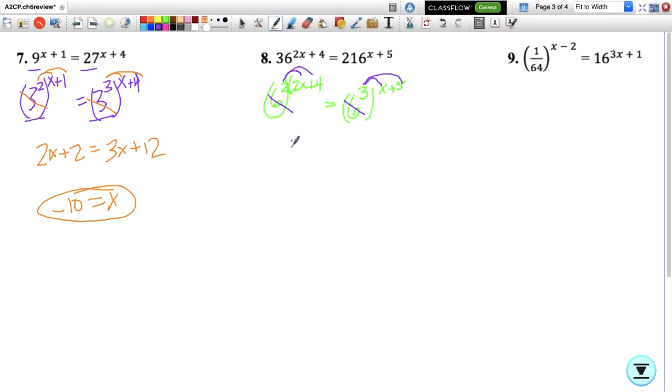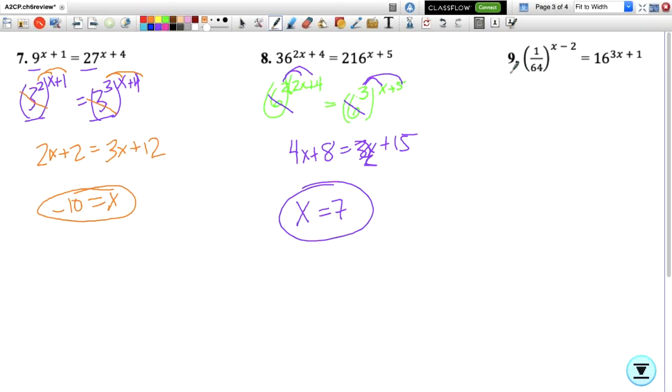So 2 times 2x is 4x, and 2 times plus 4 is 8. 3 times x is 3x, and 3 times 5 is 15. Now I'm going to move everything to the same side. I'm going to minus 3, which gives me x. I'm going to minus 8, which gives me a 7. And I'm done.